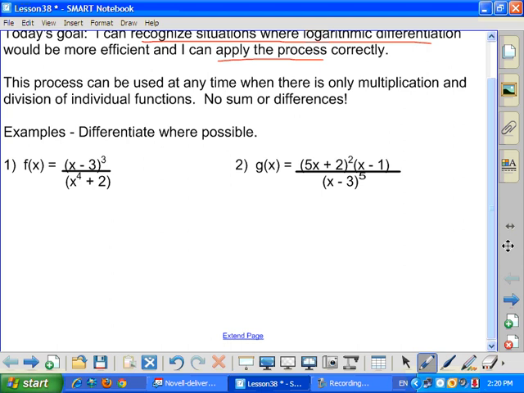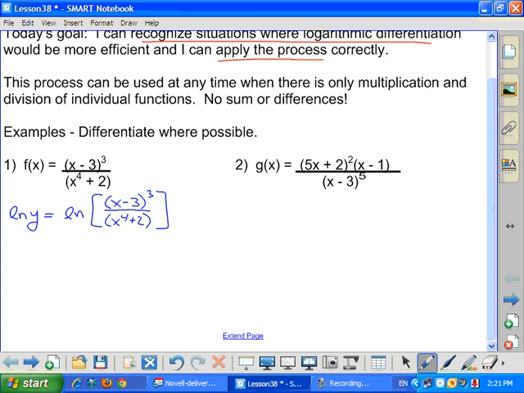So, for the first one, I'm going to show all steps. First thing we're going to do is take the logarithm on both sides. I'm going to take the natural log, so ln y, and I'm going to change function notation back to y notation. It's just easier to write. Ln, and here's the argument, (x minus 3) cubed over (x to the fourth plus 2), all inside the logarithmic argument.